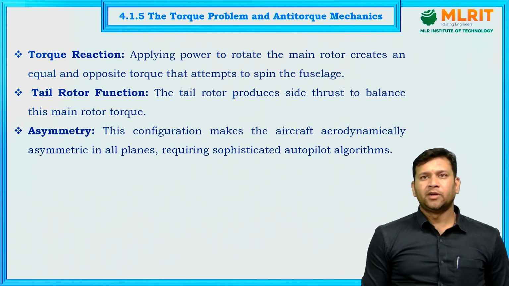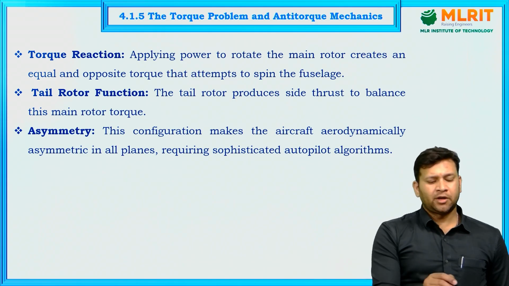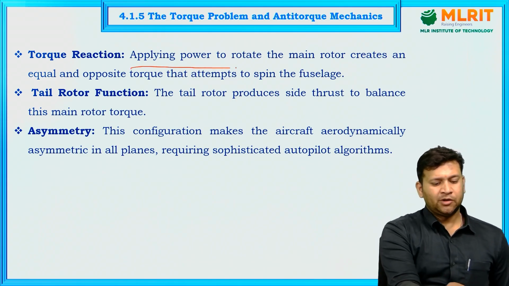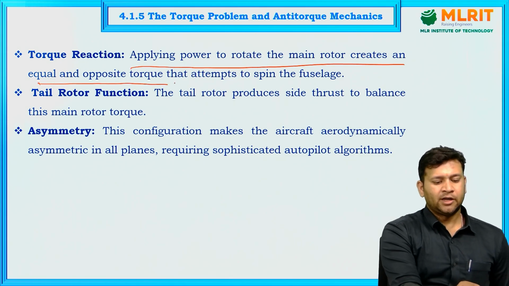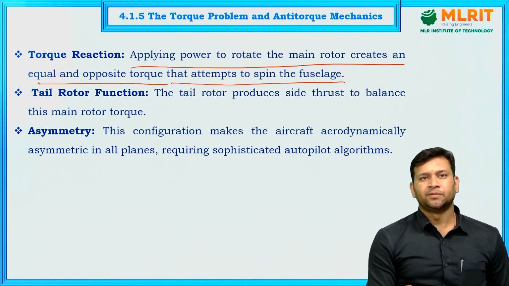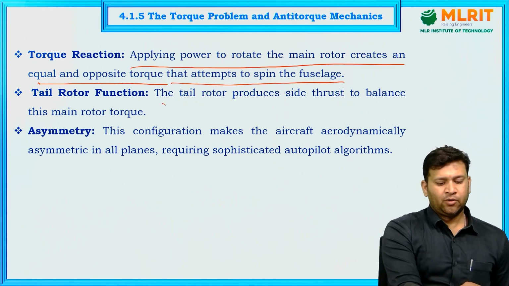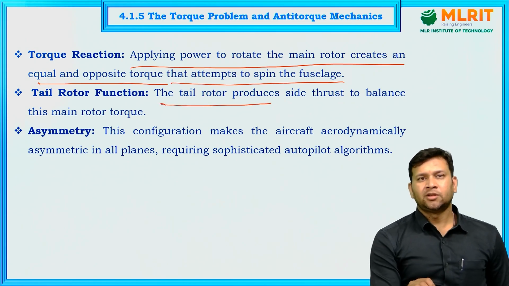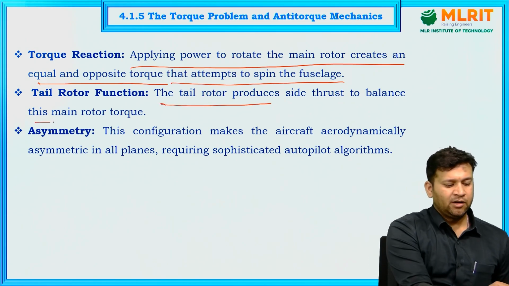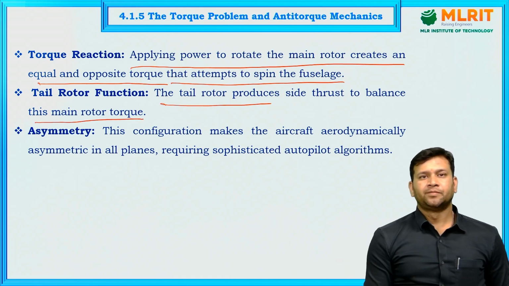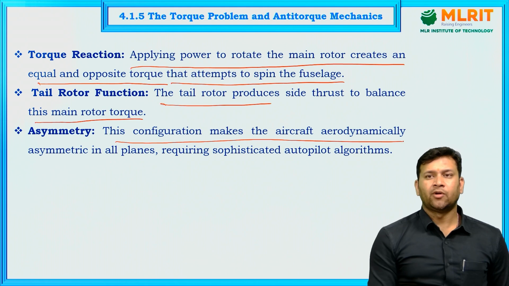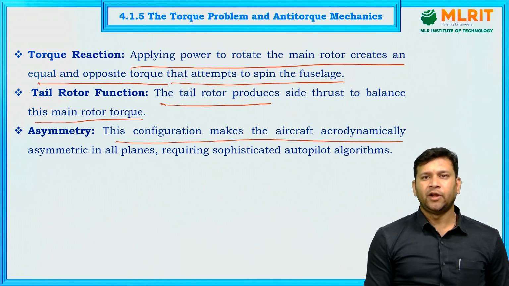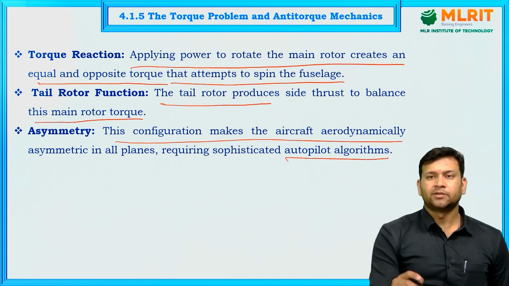The torque problem and anti-torque mechanics. Torque reaction: applying power to rotate the main rotor creates an equal and opposite torque that attempts to spin the fuselage. The tail rotor produces side thrust to balance this main rotor torque. This configuration makes the aircraft aerodynamically asymmetric in all planes, requiring sophisticated autopilot algorithms.